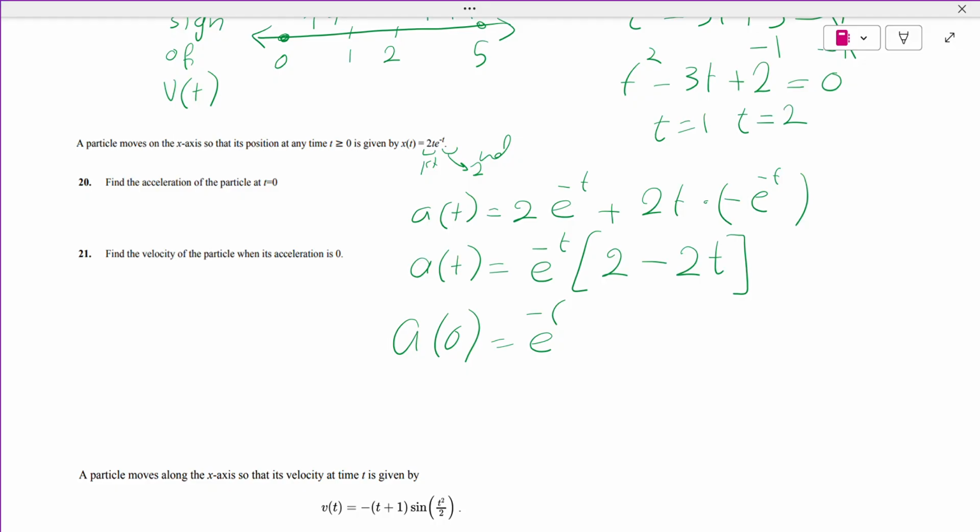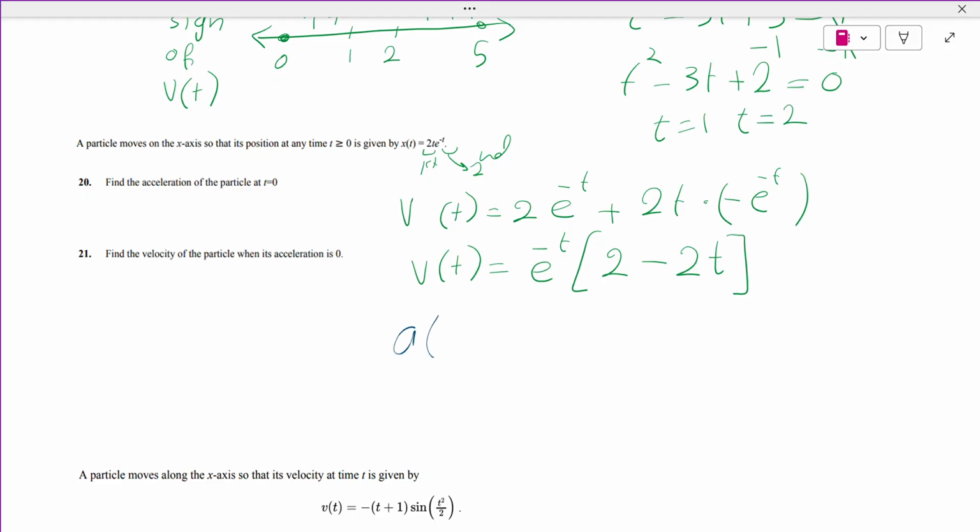Okay. What is the mistake we've done here? What we are doing is not the acceleration. This is the velocity. We found the velocity. Now we can differentiate again to find the acceleration, right?